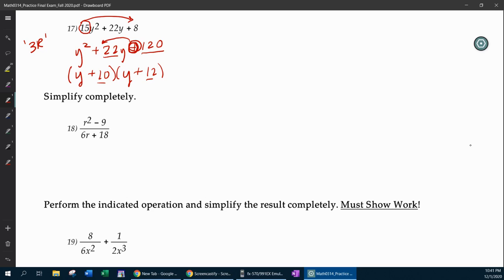And so now that I have my numbers, remember we're doing the 3R method. So here I removed the 15. Now that it's factored, I need to replace the 15. So we're going to put the 15 back in front of each y.